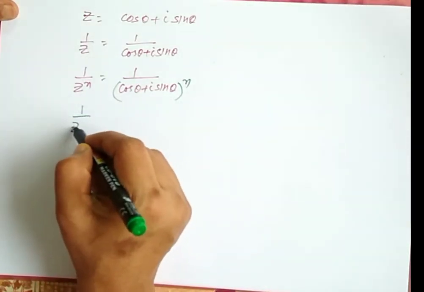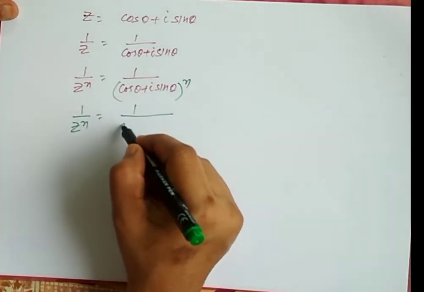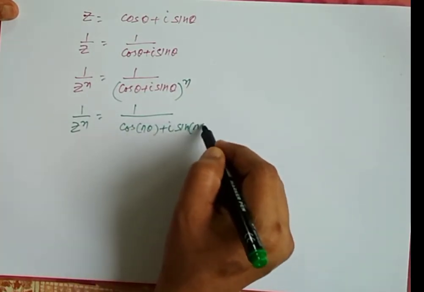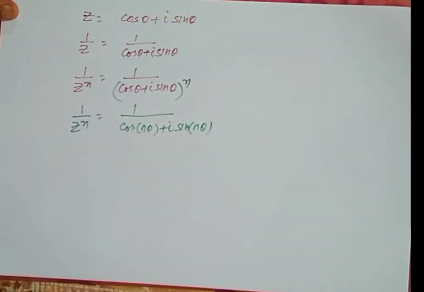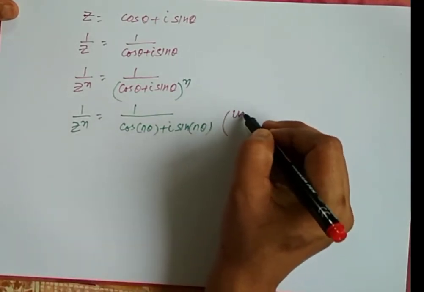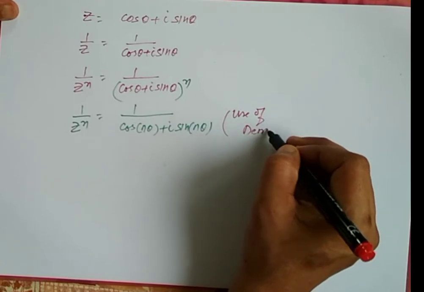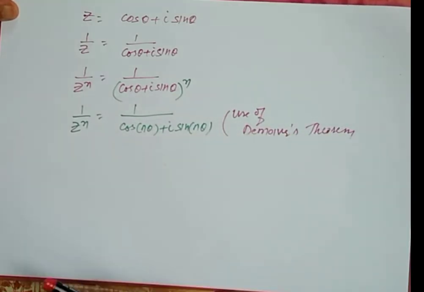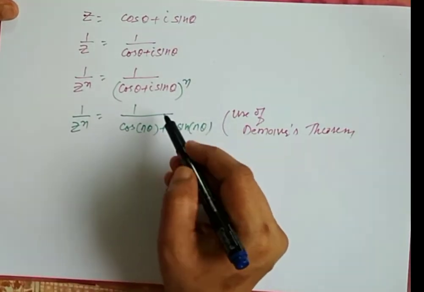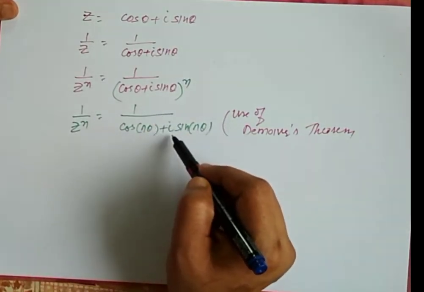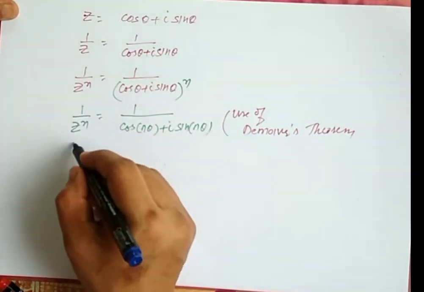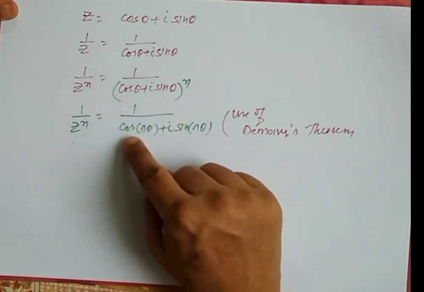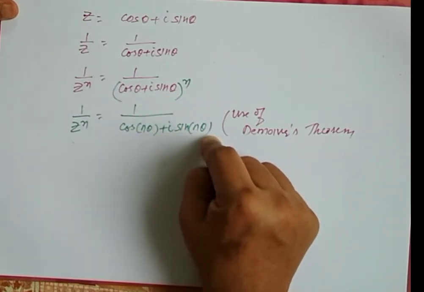Now 1 upon z raised to power n can be written as 1 upon cos of n theta plus i sin n theta. Here we have made use of De Moivre's theorem. So 1 upon z raised to power n is equal to 1 upon cos of n theta plus i sin of n theta. It is not in the perfect form. If you check this complex number, 1 upon cos of n theta plus i sin of n theta.